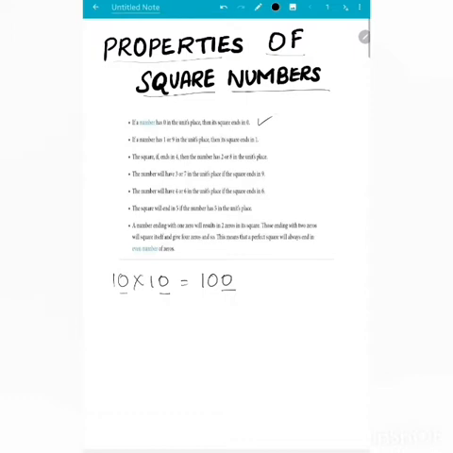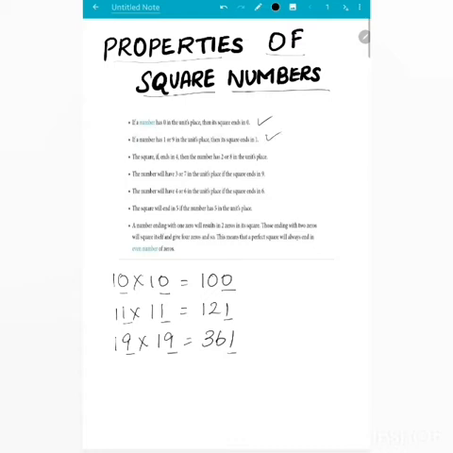Then the second one: if a number has 1 or 9 in the units place, then its square ends in 1. Suppose I take 11 into 11. What is 11 into 11? It is nothing but 121. So if the units place is 1, the square number ends in 1. If I take 19, it is 361. If the units place is 9, the square number ends in 1. So this is the second one.